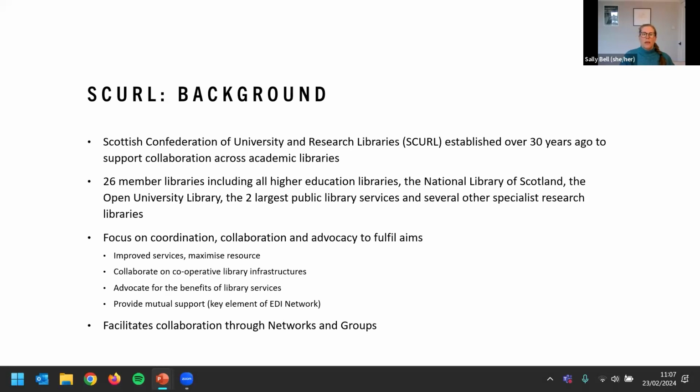So the main focus of SCURL is coordination, collaboration and advocacy, themes which are quite familiar to people who are CILIPS members because we kind of all strive for that in the sector.